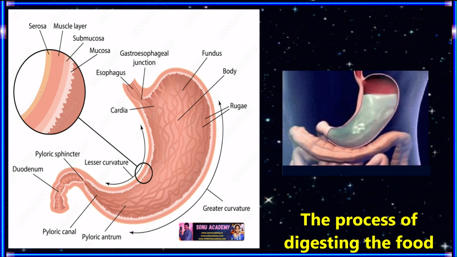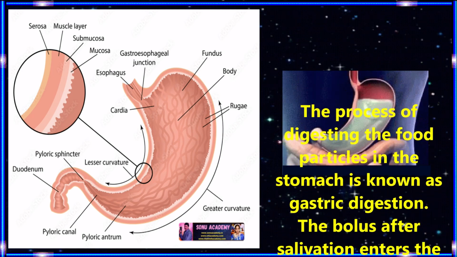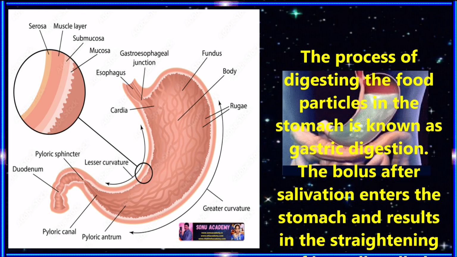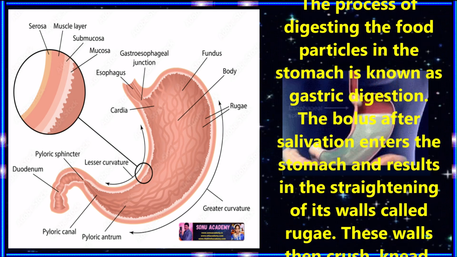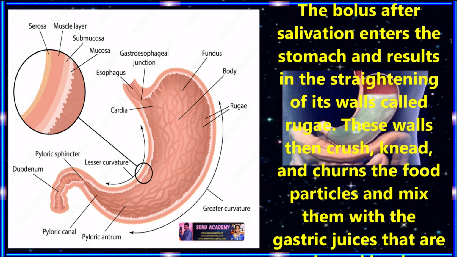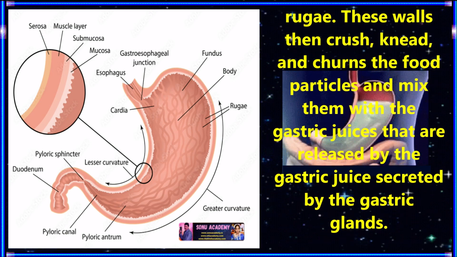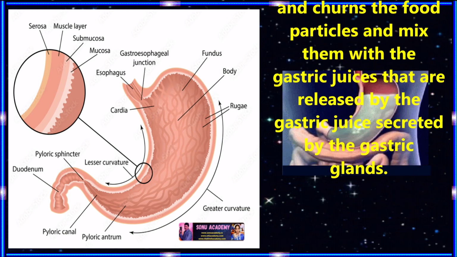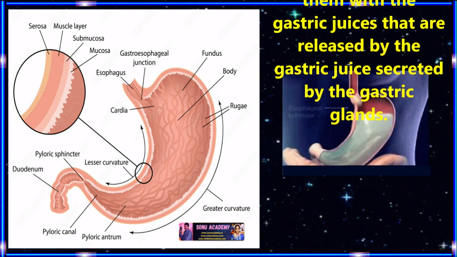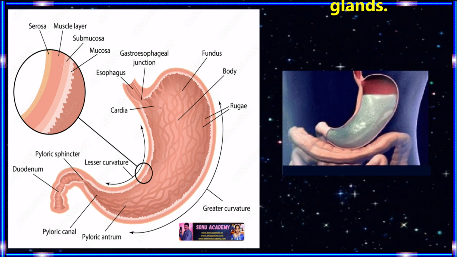Let us see the digestion in the stomach. The process of digesting the food particles in the stomach is known as gastric digestion. The bolus after salivation enters the stomach and results in the straightening of its walls called rugae. These walls then crush, knead and churn the food particles and mix them with the gastric juices, which are secreted by gastric glands.